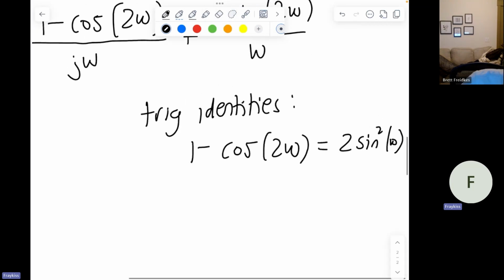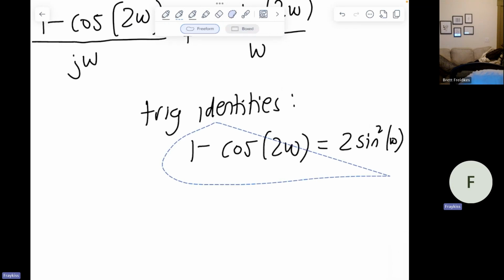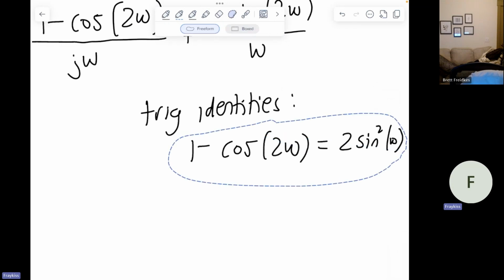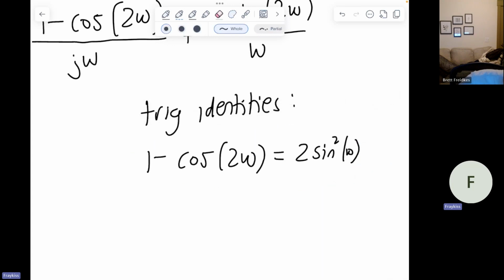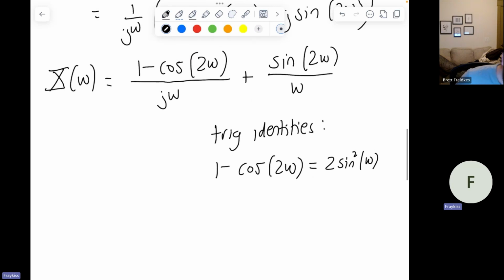Let's move this down a bit. Let's get some more room. I hope we see it's apparent. I'm going to plug that in up here. And I also know that sine of 2 omega is 2 sine of omega cosine of omega.